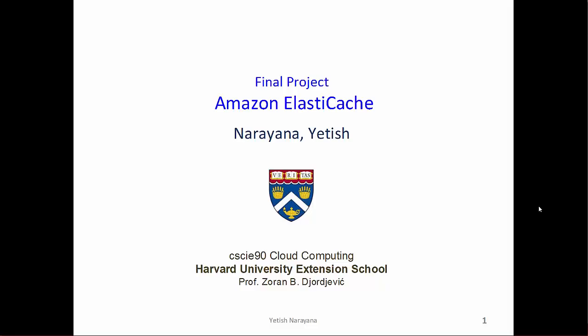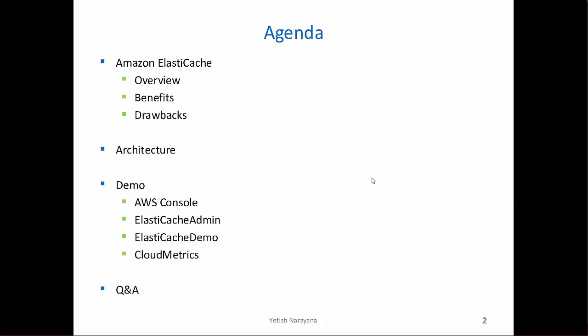Now I'm going to discuss my final project topic, which is Amazon ElastiCache. Let's begin. The agenda is to discuss some overview, benefits, and a couple of constraints that we might face when using ElastiCache. A brief high-level architecture of ElastiCache.